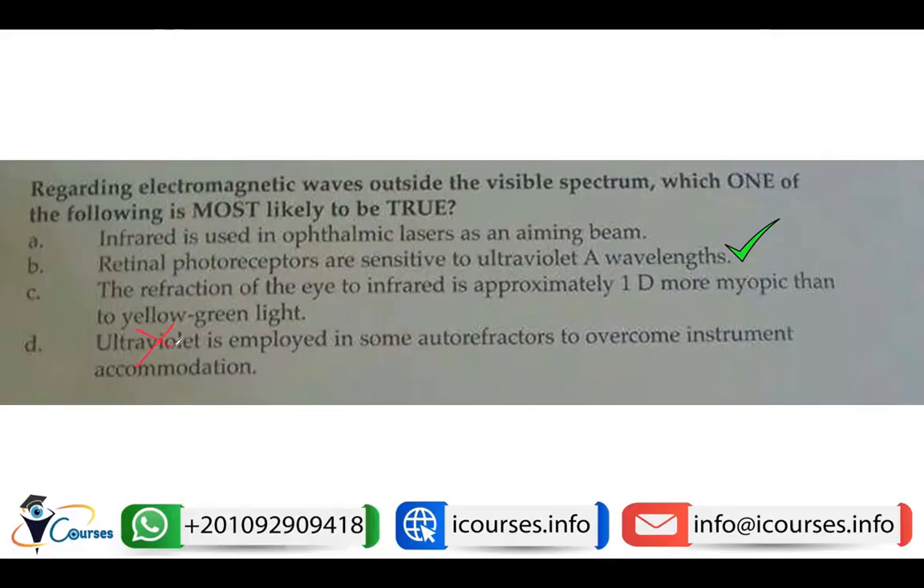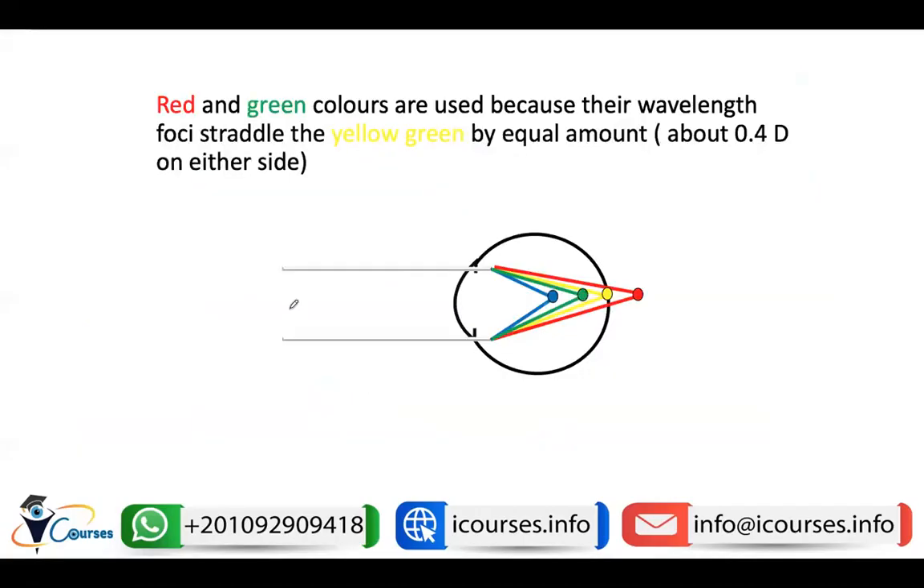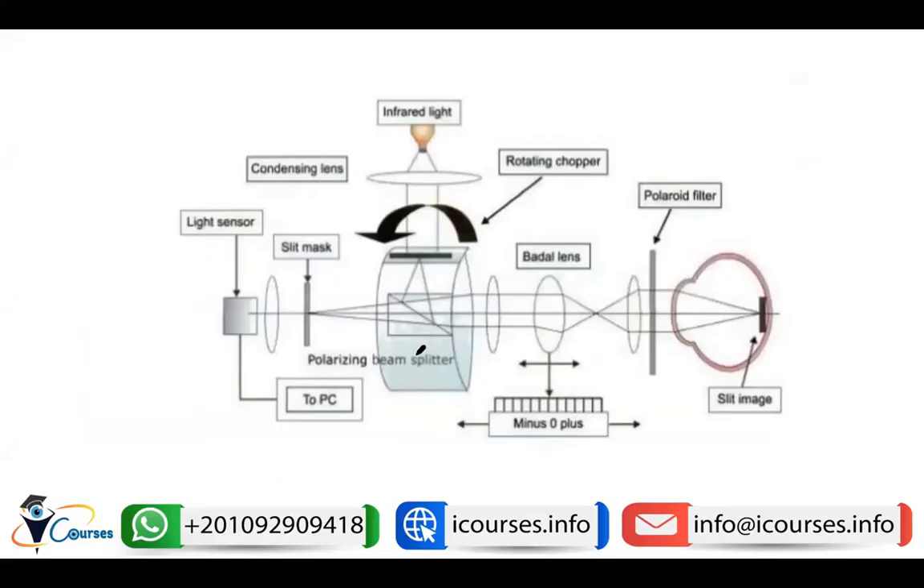So it is not ultraviolet. And here the eye is hypermetropic. And here the infrared laser is not used as an aiming beam as it is invisible. Here is the retina. As we mentioned, it is sensitive to ultraviolet A rays. And here is the red light. The red light or the infrared rays will be focused behind the retina, so the eye is hypermetropic to it. And this is the autorefractometer, which shows the infrared light is the one used in some autorefractometers to avoid the use of accommodation.